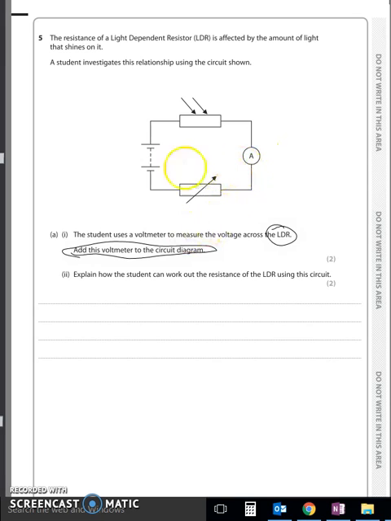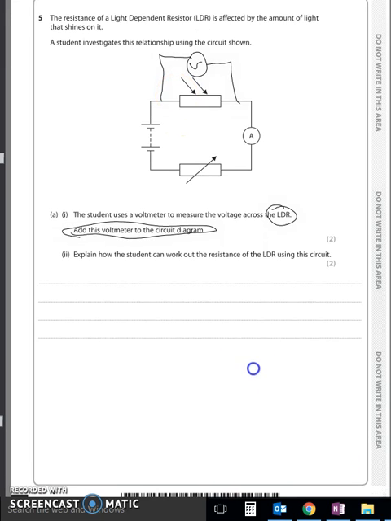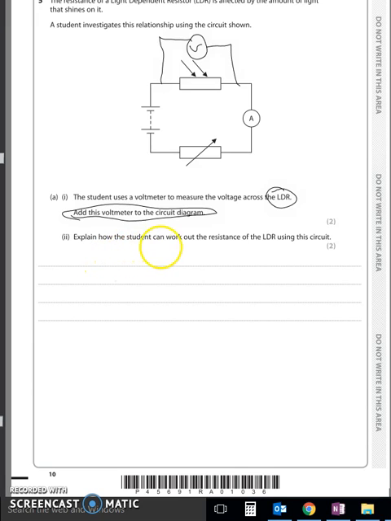This is an ammeter. This we should know is a variable resistor. Here is a battery, leaving this one to be our LDR. And then all we have to do is, terrible drawing, but the voltmeter has to be connected in parallel with the component. Explain how the student can work out the resistance of the LDR using this circuit.